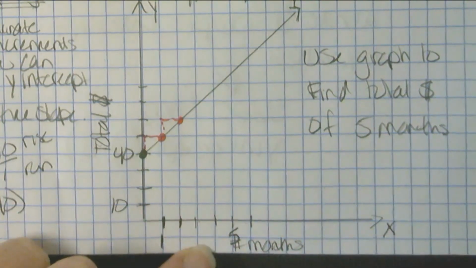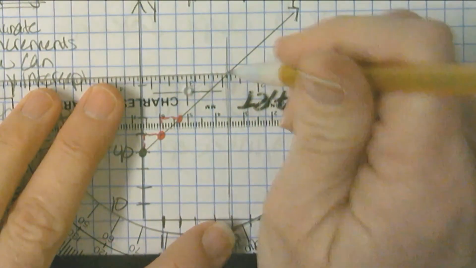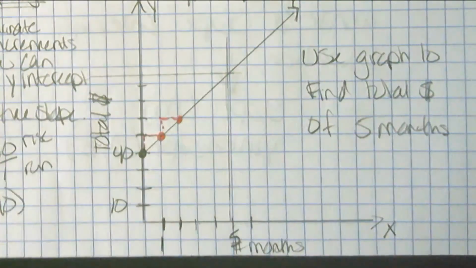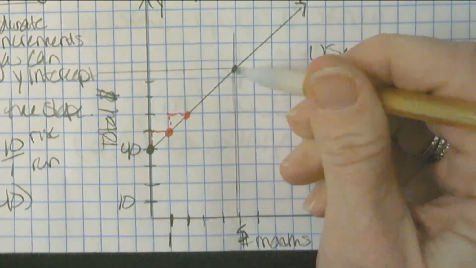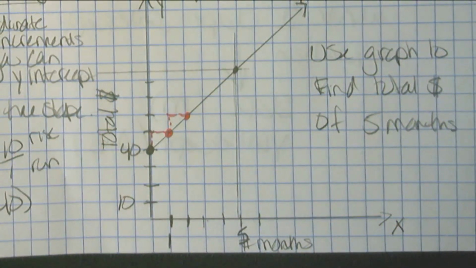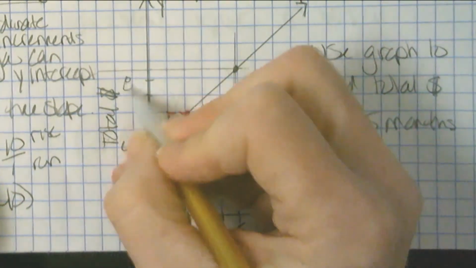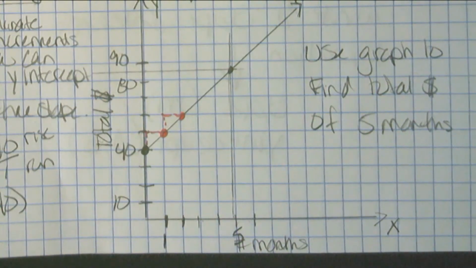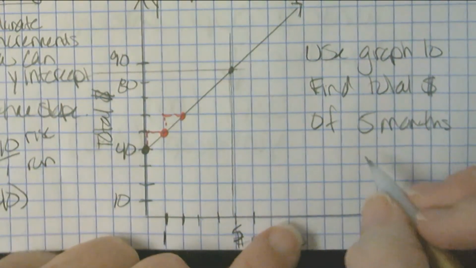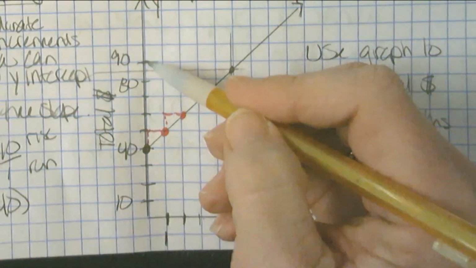Here's my 5 months. I'm just going to read up to the graph of my line, and then I'm going to read over to my y. So what is the approximate cost? Here is where that 5 hits. What's the approximate total cost of 5 months? You're going to read it across. So 50, 60, 70, 80. Here's 80. Here's 90. So someone tell me, what would you estimate the cost to be of 5 months? Serena? It's between 80 and 90.